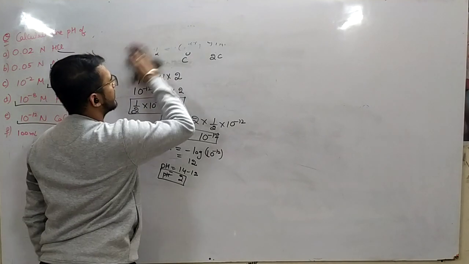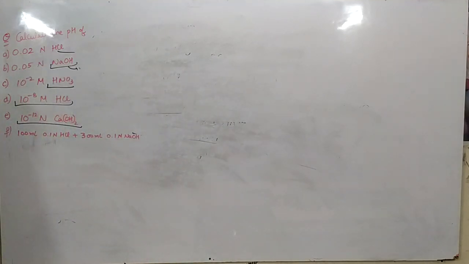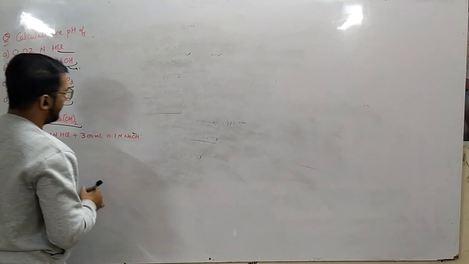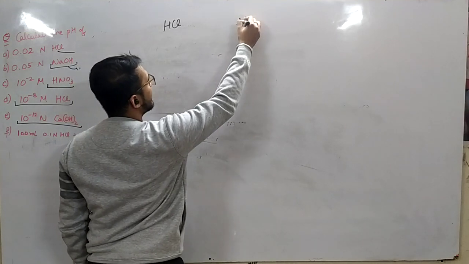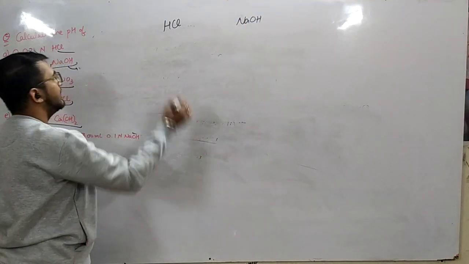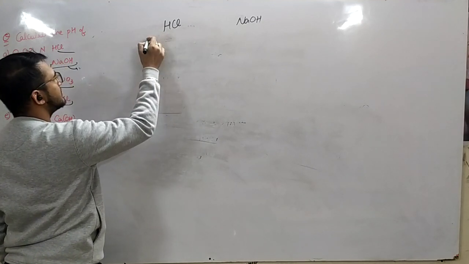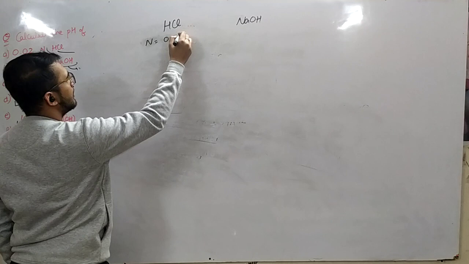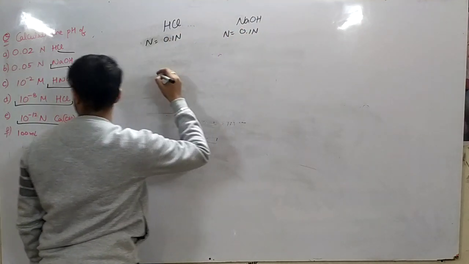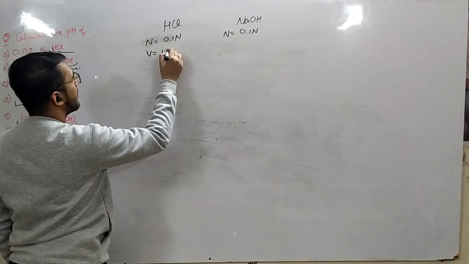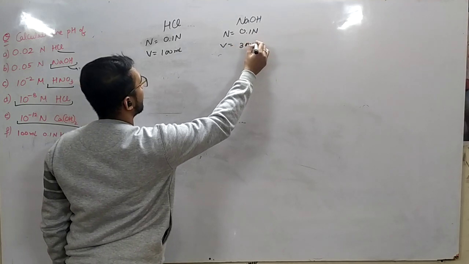And now the last question is: 100 ml of 0.1 normal HCl acid, and one is a base, NaOH. Its normality is 0.1 normal again, and its volume is 300 ml. The first one has volume 100 ml.